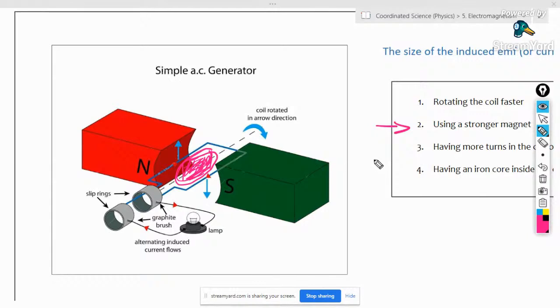Use a stronger magnet. So this one, by adding an iron core inside of this, it just strengthens the magnetic field from this external magnet. So those two are kind of similar. Use a stronger magnet and the iron core. They both have the effect of increasing the strength of the magnetic field in between those two poles of the magnet. So just remember, you can spin it faster, use more coils of wire, or a stronger magnet. Don't worry too much about the iron core. It's very unlikely to come up on a test.